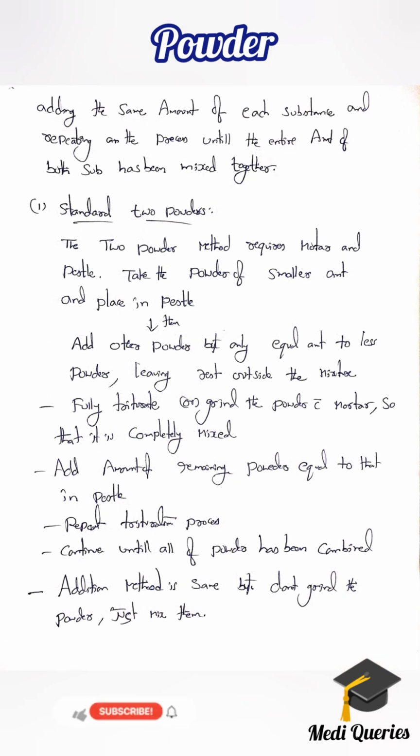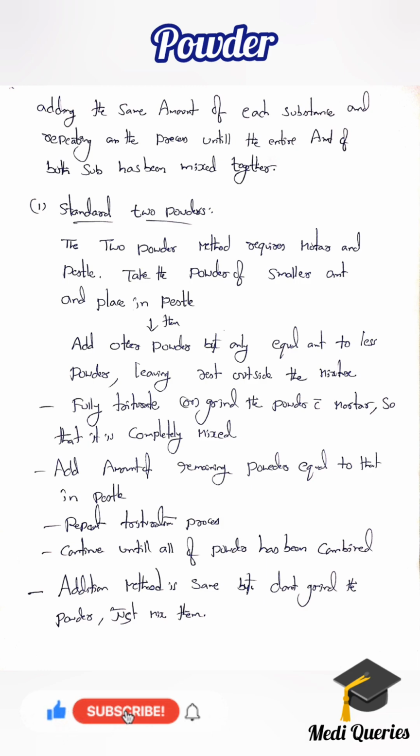And the next method is the two powder method. It is a standard method. The two powder method requires a mortar and pestle. Take the powder of the smaller amount into the pestle and then add the other powder, but only an amount equal to the smaller powder, leaving the rest of the powder outside the mixture.